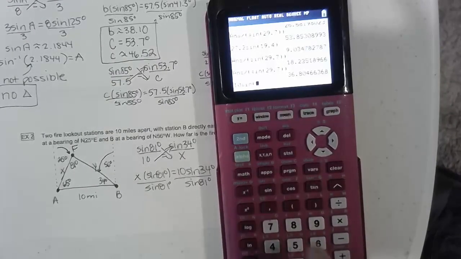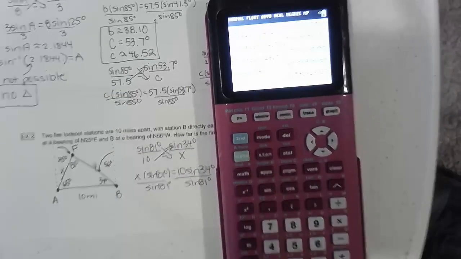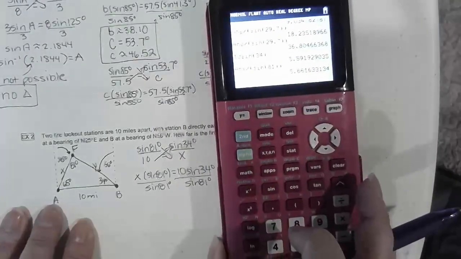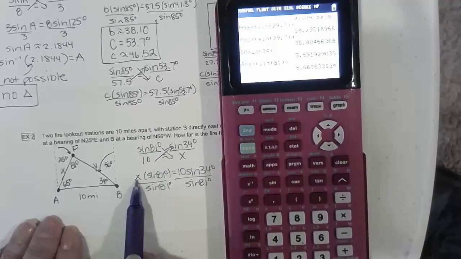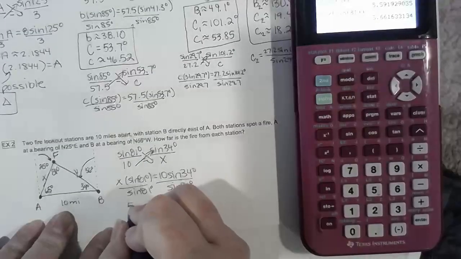So 10 times the sine of 34. Divide that result by the sine of 81. And it does not say what to round to, so we'll do two decimal places. So again, X was how far it was from station A. So 5.66 miles is what we'll say.